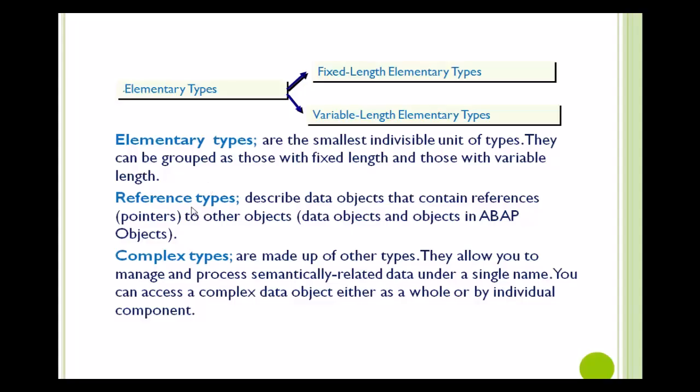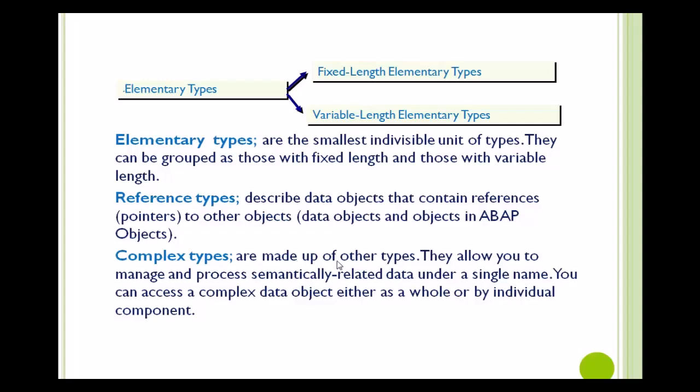Then there is another type, the reference type. It describes a data object that can contain a reference, like a pointer, to another object. This we are going to focus on in our next session, as there are data objects and ABAP objects. So we'll talk about reference types later.